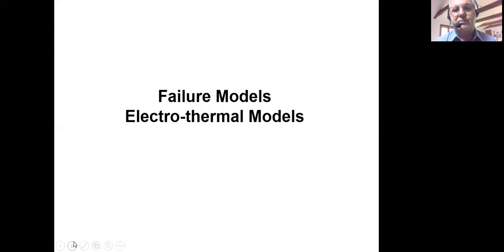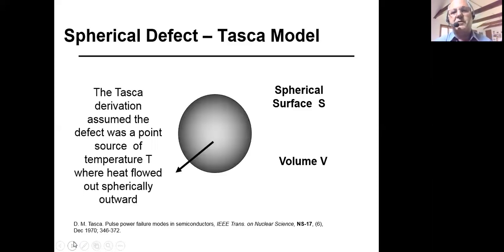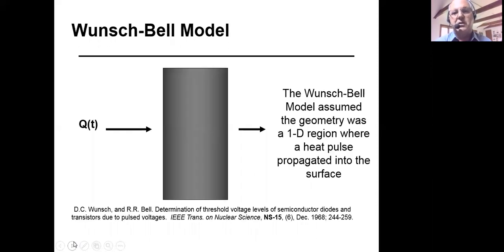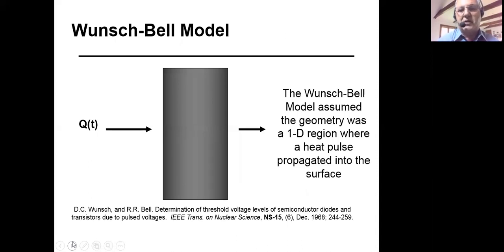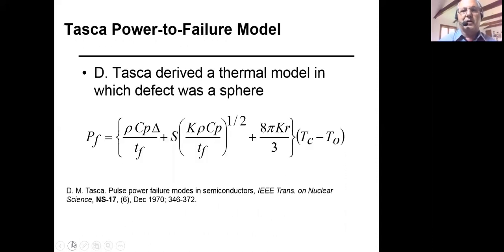What are some of the physical models of this? If you would look at equations, there's something called the Tasca model, which is a spherical source assumption. The Tasca model is basically the solution of the thermal diffusion equation in terms of the power to failure versus the other parameters. Another person at the same time frame also produced a model which was one-dimensional. It was Donald Wunsch and Bell. It's known as the Wunsch-Bell model.